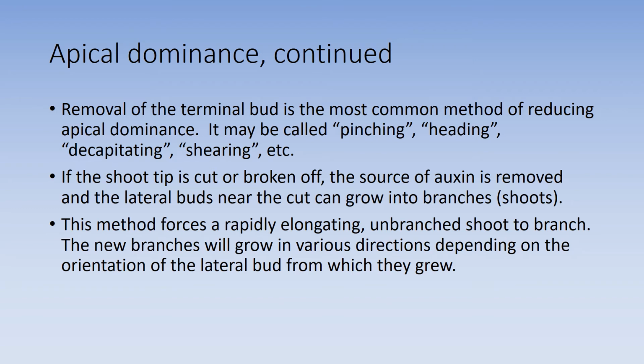Removal of the terminal bud is the most common method of reducing apical dominance. It may be called pinching, heading, decapitating, shearing, etc. If the shoot tip is cut or broken off, the source of auxin is removed and the lateral buds near the cut can grow into branches, shoots. This method forces a rapidly elongating, unbranched shoot to branch. The new branches will grow in various directions depending on the orientation of the lateral bud from which they grew.